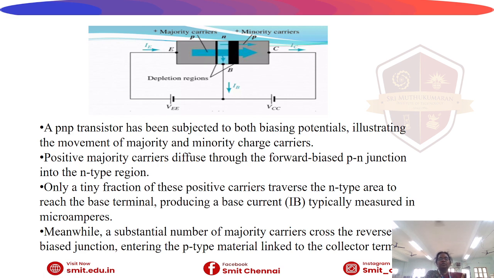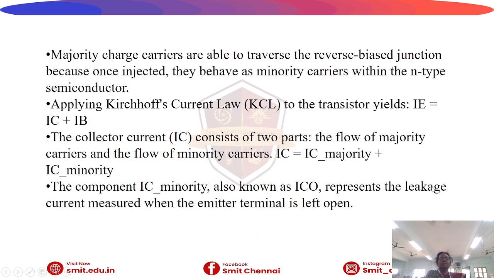The transistor is subjected to both biasing potentials, illustrating the movement of majority and minority charge carriers. Positive majority carriers diffuse through the forward bias PN junction into the N-type region. Only a tiny fraction of these positive carriers traverse the N-type area to reach the base terminal, producing the base current, typically measured in microamps. Meanwhile, a substantial number of majority carriers cross the reverse bias junction, entering the N-type material linked to the collector terminal. Majority charge carriers are able to traverse the reverse bias junction because once injected, they behave like minority carriers within the N-type semiconductor.